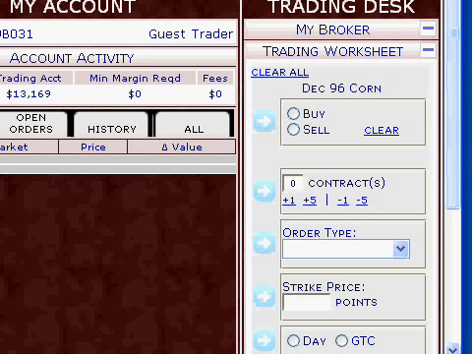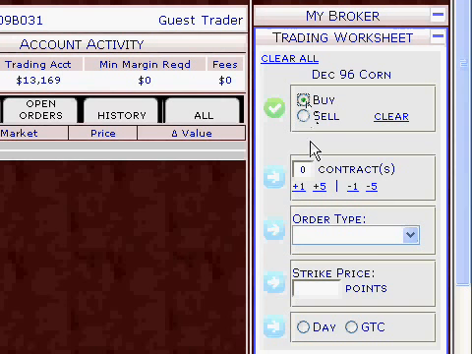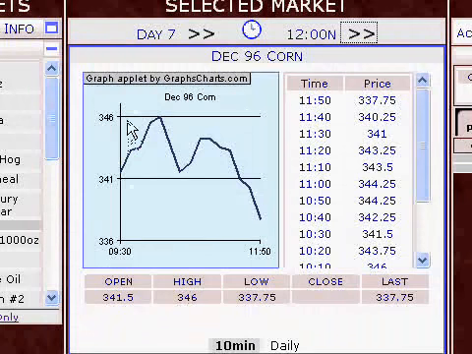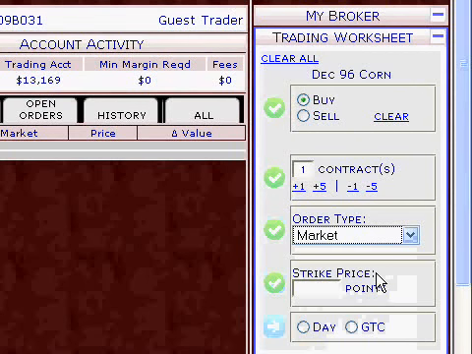The rule of thumb is to buy low and sell high. You must have heard that many times before. So we're going to buy one contract of December 96 corn. Next, we want to specify the type of order and the price we want to pay. Prices are staying within a relatively narrow range, so let's keep it simple and make this a market order. That means we'll buy it at whatever the current market price happens to be.